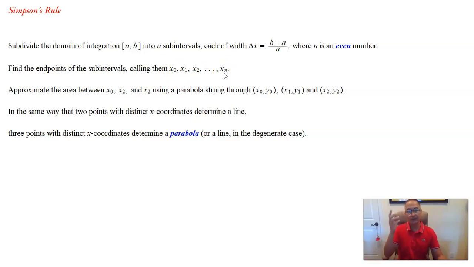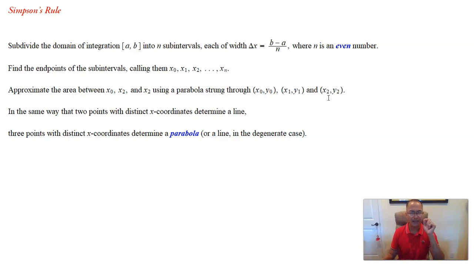But now, in the trapezoid method, we approximated the integral on the subinterval x0 to x1 using a trapezoid, connecting the 4 points determined by the 2 points on the base, and the 2 points x0, y0, and x1, y1. So this time, we're going to take the points 3 at a time. So we have 3 points, x0, y0, x1, y1, and x2, y2. We will string them together in a parabola.